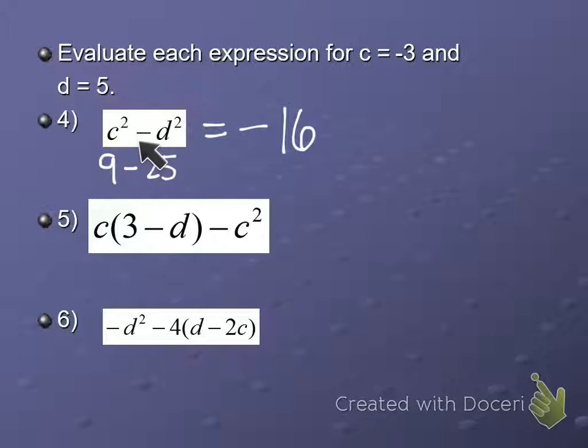If it was negative 9, it'd be 34. It would have been negative 35. Okay, negative 34. But a negative times a negative turns this positive. Right? That's just a subtraction sign. So we're not plugging in a negative for the D. We're plugging in a positive 5. So we get negative 16.